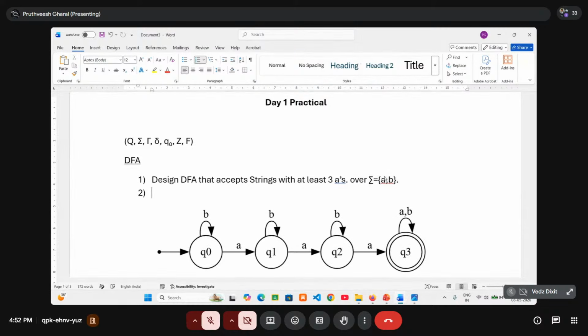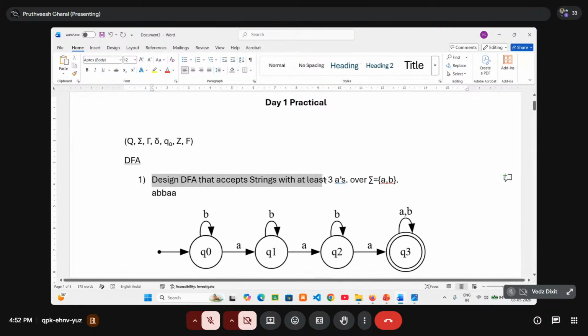So here we have a string, let's say A, B, B, A. A DFA does not have any memory as we know. The DFA does not have any memory. But the question asks us to find and accept strings where it has at least three A's inside of it. Okay. So if a DFA does not have any memory, how do we do it?